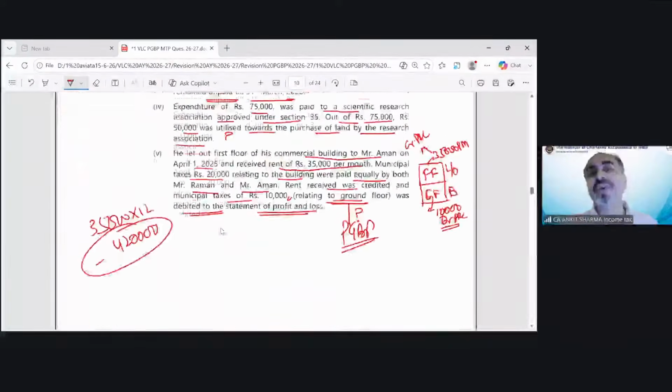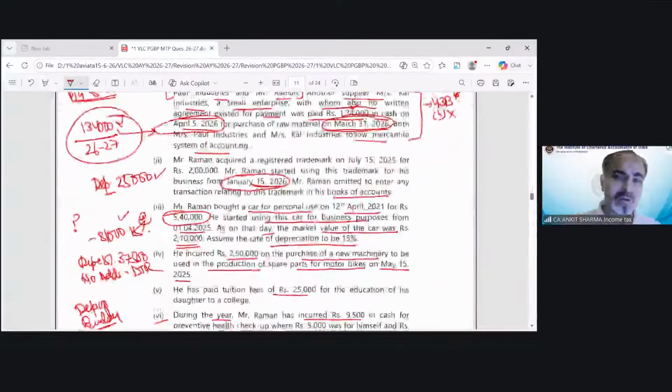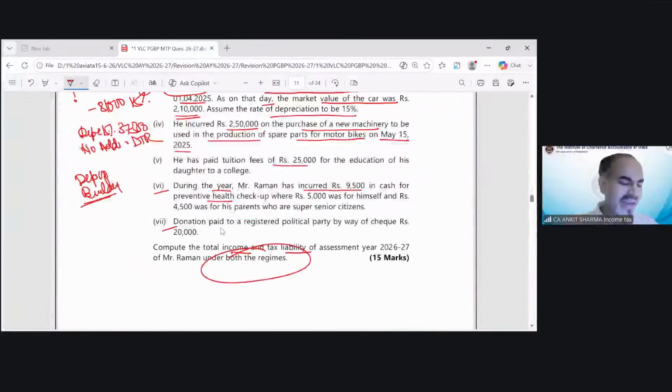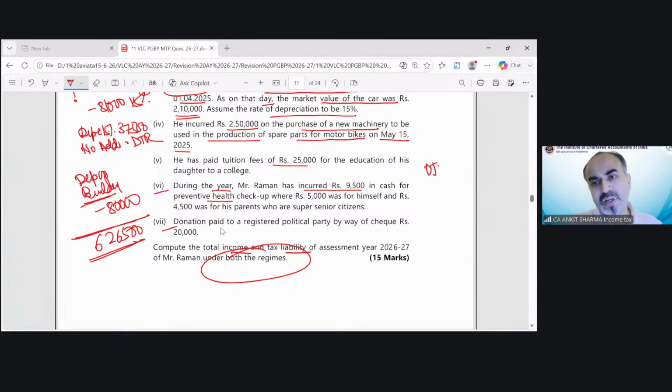So we need to claim the depreciation on 8 lakh rupees also, and that would be 80,000 rupees. That depreciation on building also is required to be calculated. After that, now our income is 626,500. Clear? Now let's solve this question under optional tax regime.